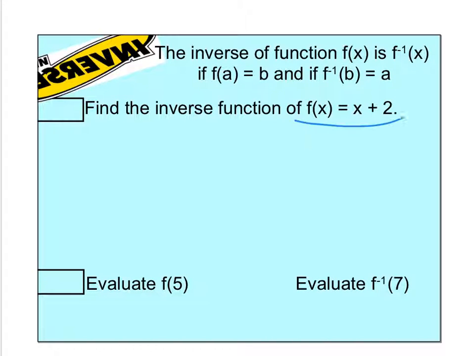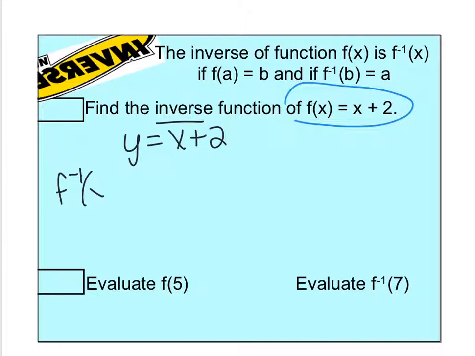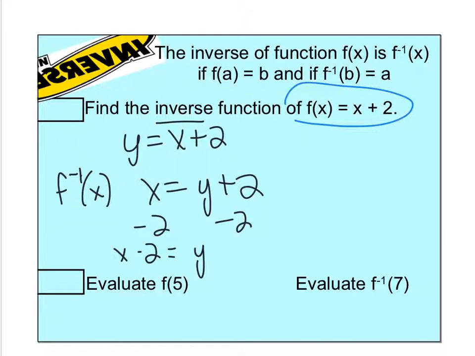So figure out the inverse of x plus 2. The easiest way to figure out the inverse function is to set up your original function, but put y in instead of f of x, and then to figure out the inverse, switch your x and y and resolve. So now solve for y. Subtract 2, so x minus 2 equals y.